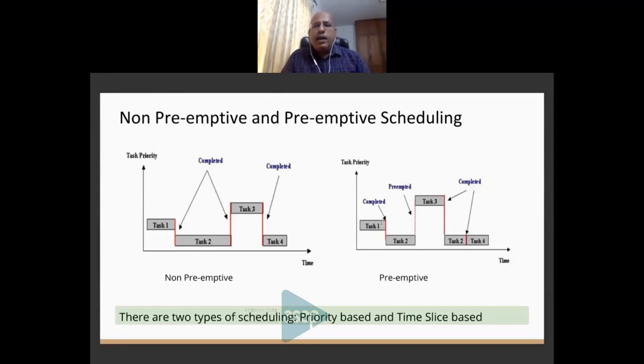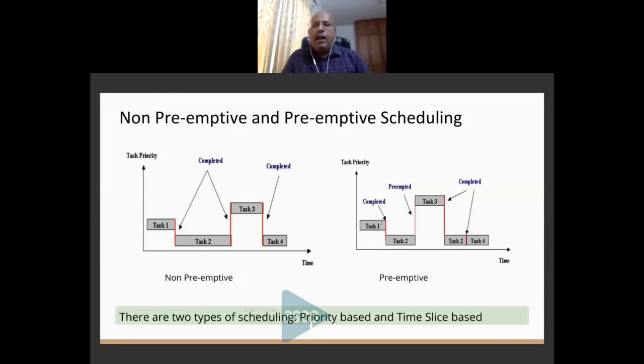Task 1 was executing here, and then it completed, because at that time no other high priority task was there. Task 1 completed as planned. But then task 2, a low priority task, started getting executed. You can see in the time domain it is executing. Suddenly, before task 2 got completed, task 3 comes up.